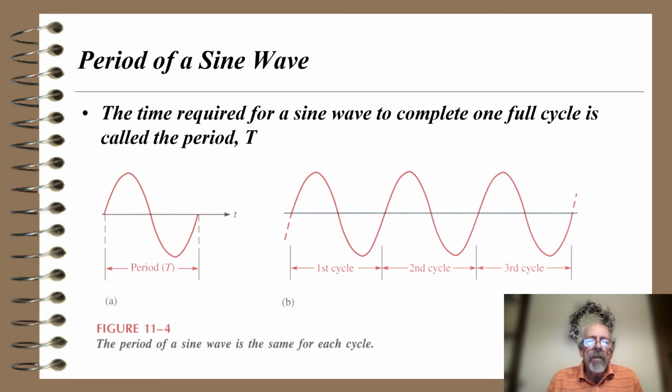So we talk about the characteristics of a sine wave, we talk about the period of a sine wave. The time required for a sine wave to complete one full cycle is called the period T. These two pictures in part A of figure 11.4 show one sine wave with a period T of time. To its right are three sine waves, and again in the right-hand picture each sine wave has the same period.